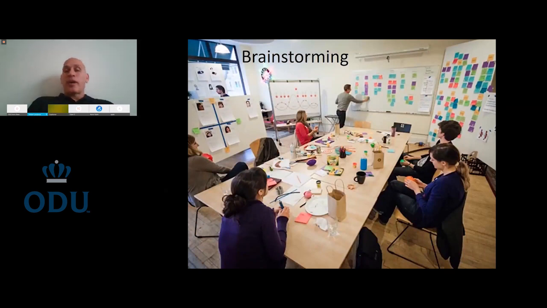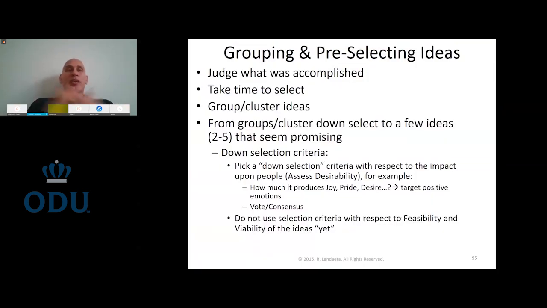Then, of course, you have brainstorming, you go through the process, collect all these ideas, and then start looking at the ideas and group them. The team will come and see which ones have the same theme. And then start to down select into groups of what are actually the most promising ideas, so that you move it into the next phase of design thinking.